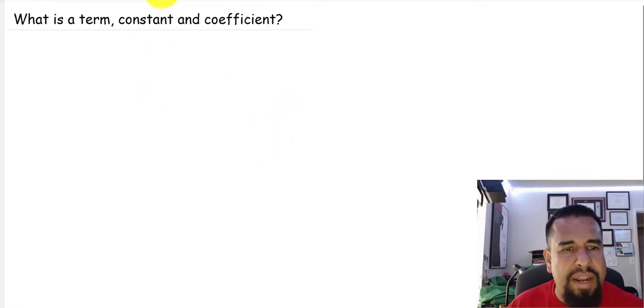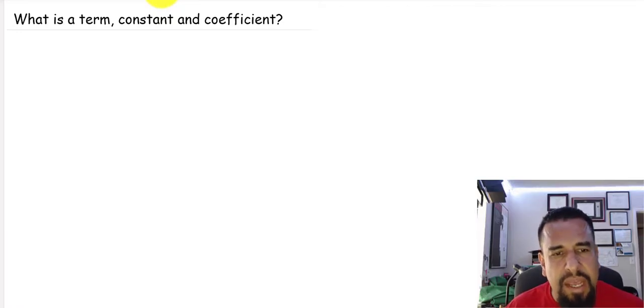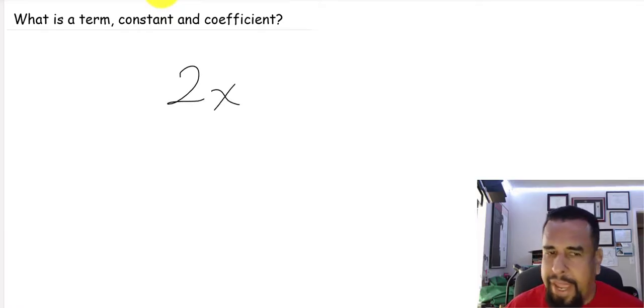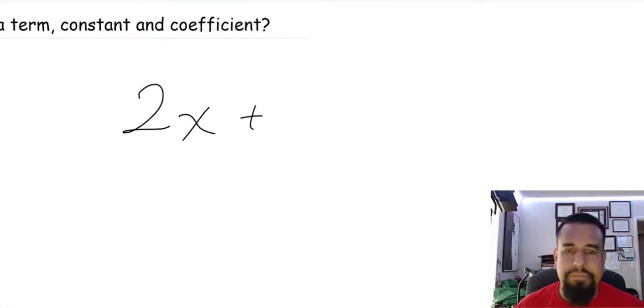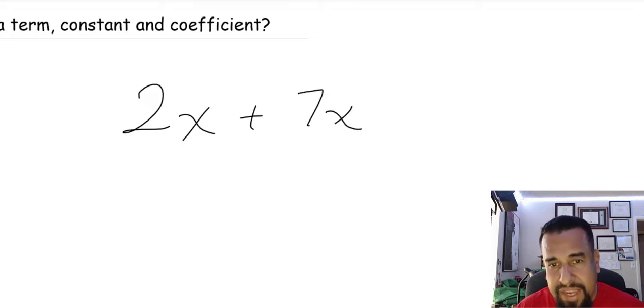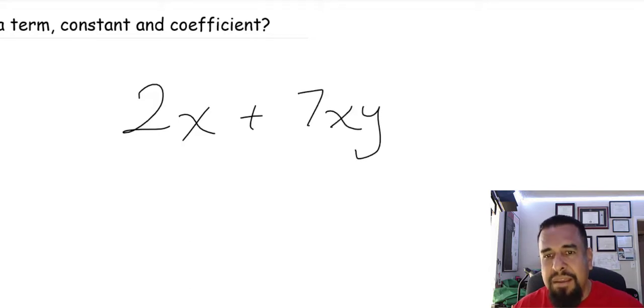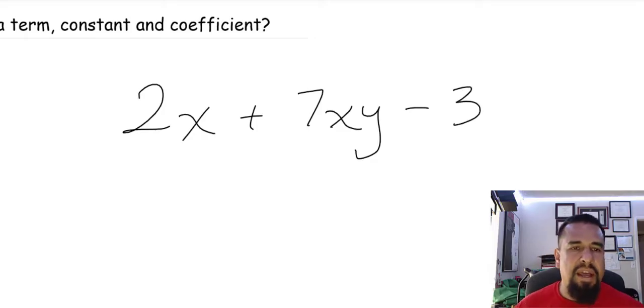Let's just go ahead and write, how about an expression? 2x plus, how about 7xy minus 3. Okay, that should be enough.